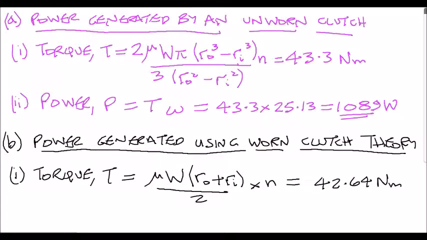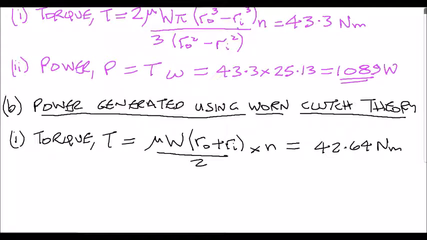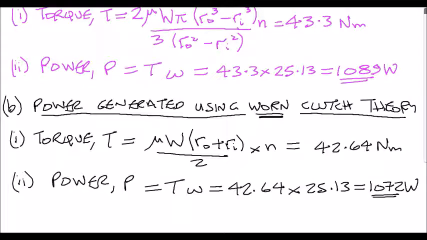So that's my value for the torque for the worn clutch theory, which is the constant wear theory, if you like. And then, of course, the power, same formula again for power. Okay, so you can see very similar power outputs from the two theories in this particular case.